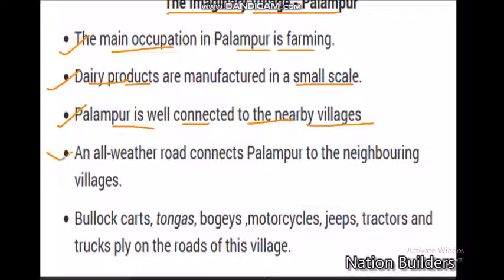An all-weather road connects Palampur to the neighboring village, which is connected to the next village also. What are the means used here? Bullock carts, tangas, bogies, motorcycles, jeeps, tractors, and trucks ply on the roads of this village. So these are the means used for transportation. All kinds of means are used here. The roads are very good, and they connect to other places.